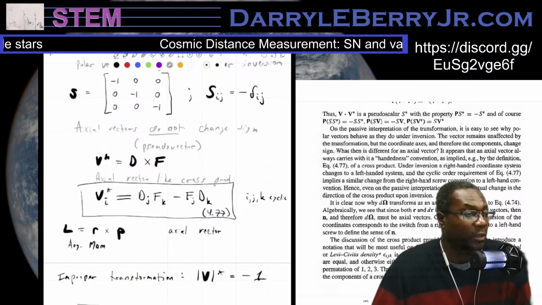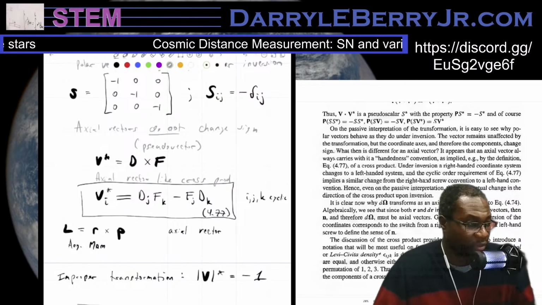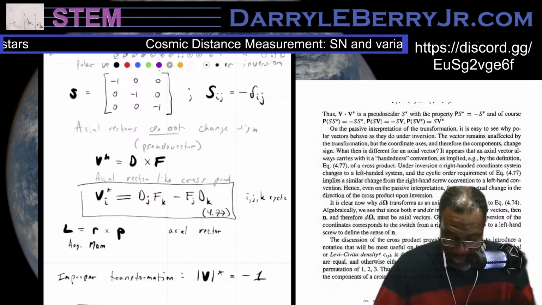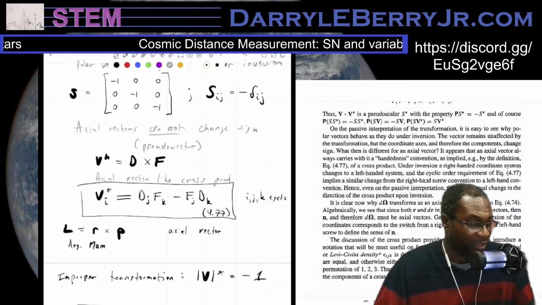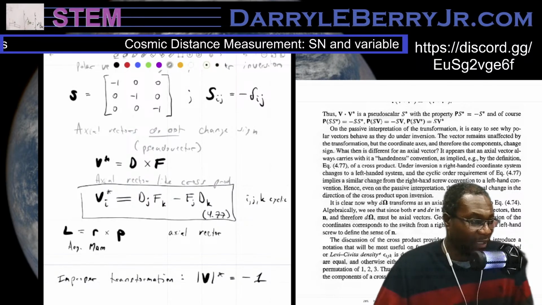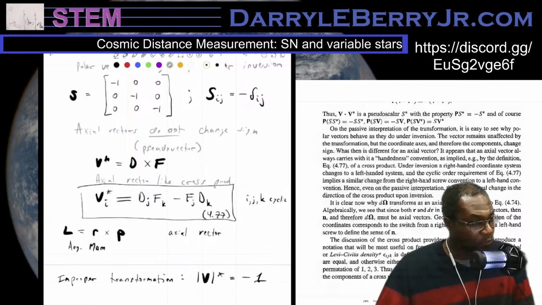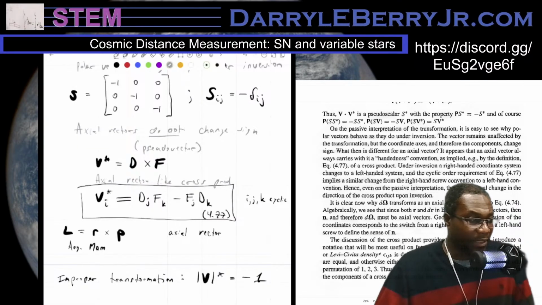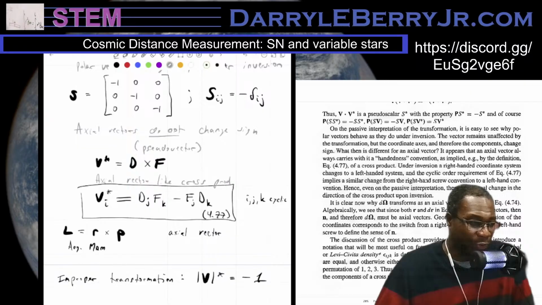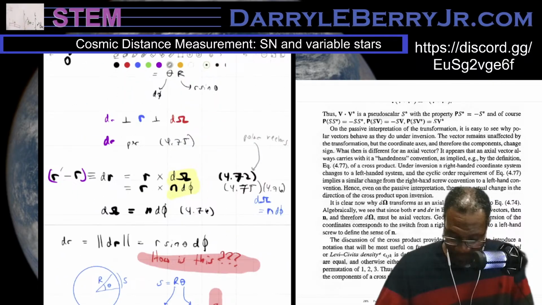Under an inversion, a right-handed coordinate system changes to a left-handed system, and the cyclic order requirement for equation 4.77 applies a similar change from the right-hand screw convention to a left-hand convention. Hence, even on the passive interpretation, there is an actual change in the direction of the cross product upon inversion. It is clear now why d omega transforms as an axial vector according to 4.74.